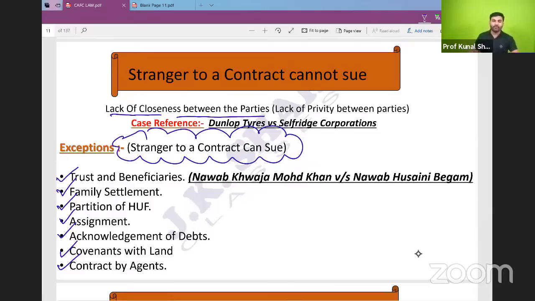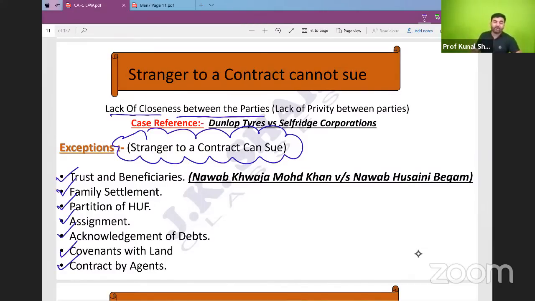Yes, whenever the assets of the family are being distributed, then the person who is not a contracting party over here still has the right to enforce this contract in a court of law. So yes, even in case of family settlements, a stranger to a contract can sue.